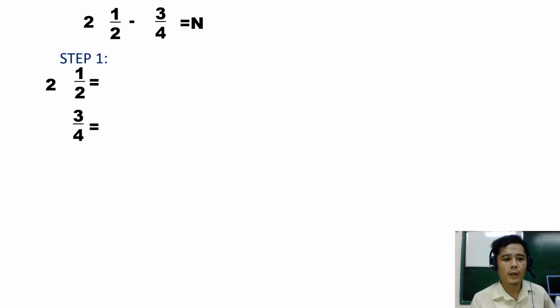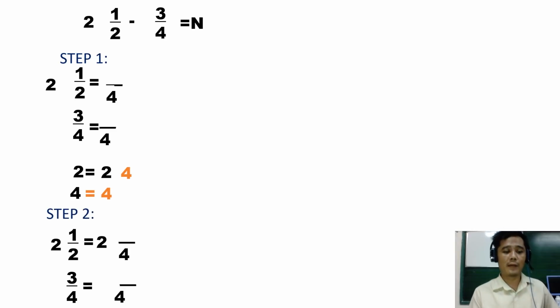Okay, let's have another example. 2 and 1/2 minus 3/4 is equal to n. So, mixed fraction minus proper fraction. So, tignan natin kung ano mangyayari. So, sunod lang tayo sa ating mga steps. Step 1, find the LCD of the given denominators 2 and 4.